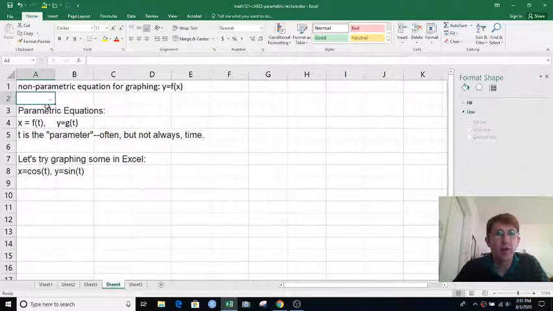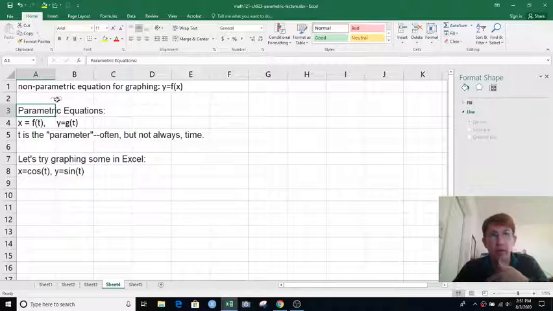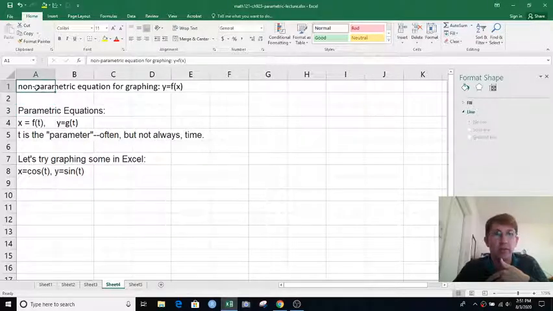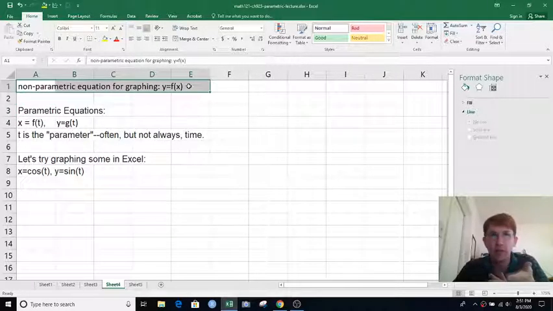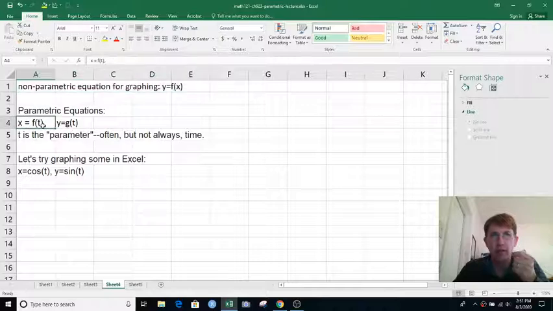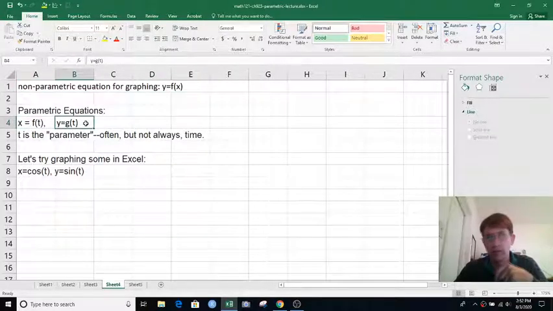Let's graph some parametric equations in Excel. First, we'll define what a parametric equation is compared to a non-parametric equation. So we're used to saying, here's a formula, let's graph it with y on the y-axis and x on the x-axis. But for parametric equations, we're saying x is determined by some function and y is determined by some other function, both of something called a parameter.